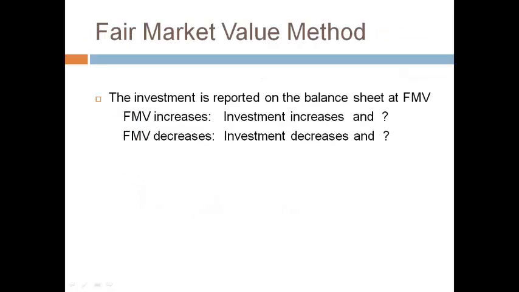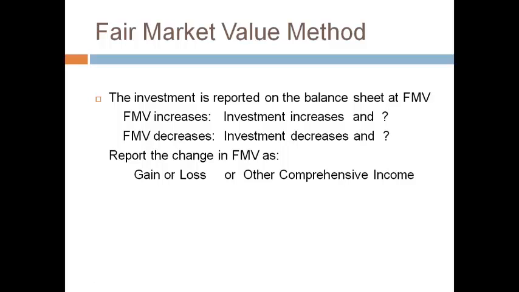Under the fair market value method, the investment is always reported on the balance sheet at fair market value. The investment account increases when fair market value increases, and decreases when fair market value decreases. The adjustment to the investment account occurs as an adjusting entry at the end of the period when preparing financial statements. There are two sides to a journal entry, and a change to the investment account requires a change to another account also. The other account will either be an owner's equity account, other comprehensive income, or an income statement account, gain or loss. The other account that changes depends on the classification of the investment.